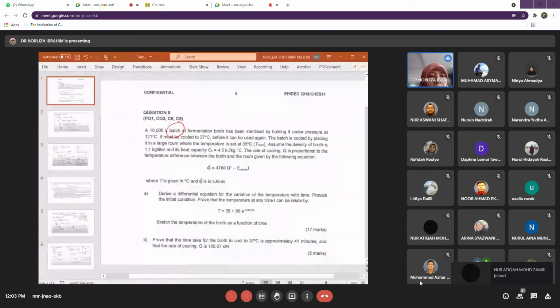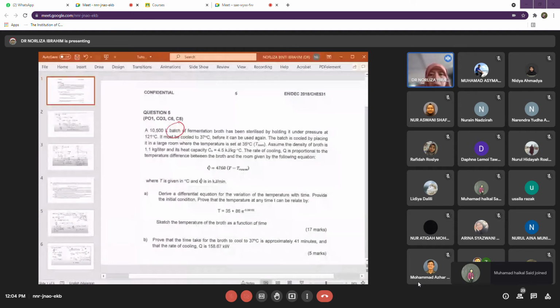So this is a batch process. You have 10,500 liters of the fermentation broth, the liquid. Broth is some kind of liquid you use for fermentation. This is an anaerobic fermentation. The temperature of the broth is at 101 degrees C, and you want to cool it to 37 degrees C before it can be used. Normally 37 degrees C is our body temperature, and since good bacteria which can live in our body are at 37 degrees C, we want to reduce it to 37 degrees C.